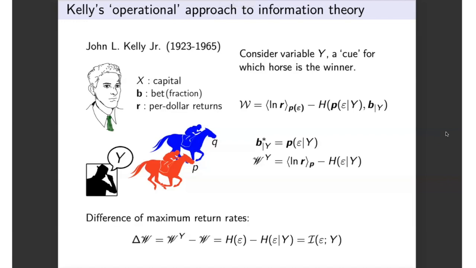And something interesting is happening here. Now if you look at the maximum long-term return rates in the case where you have side information, and in the case where you don't, the previous case we saw, and you compute what the difference is.